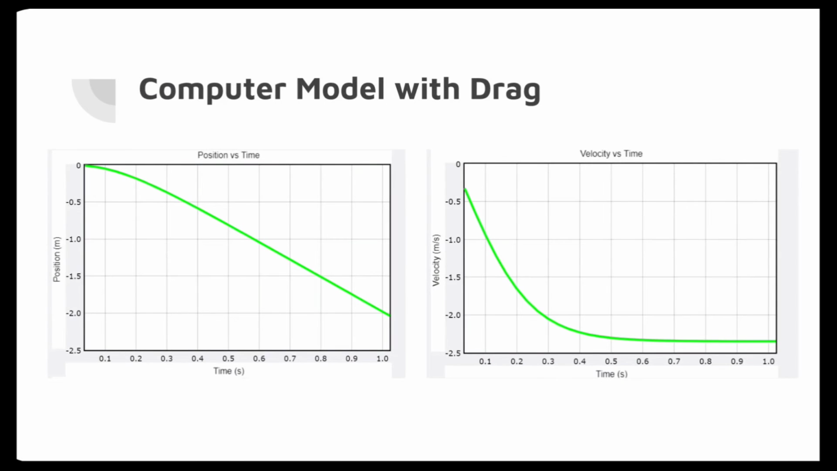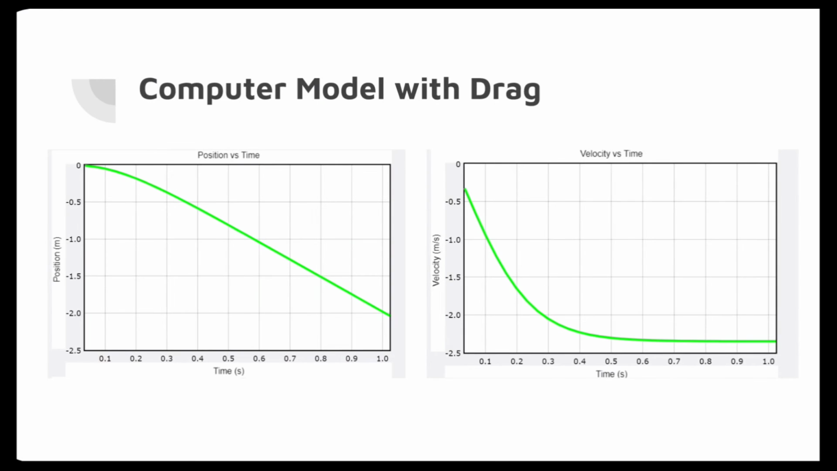As you can see here, the model that does take drag into account yields a different result. At first, on the position versus time graph, you do see a curve, but then it turns out to be a constant slope after that. And if you look over to the velocity versus time graph, it starts off at a slope and then it flattens out. This is because it eventually reaches terminal velocity where the drag is equal to the force of gravity, leading to a constant velocity.